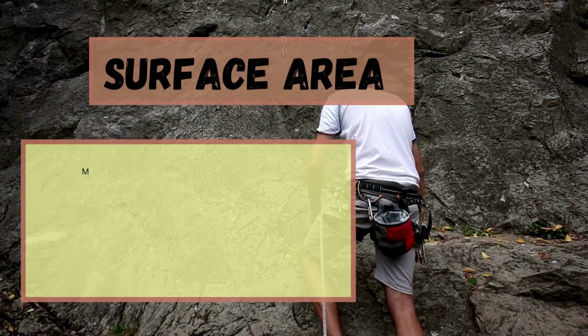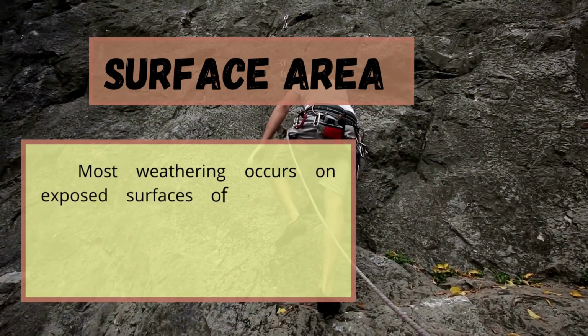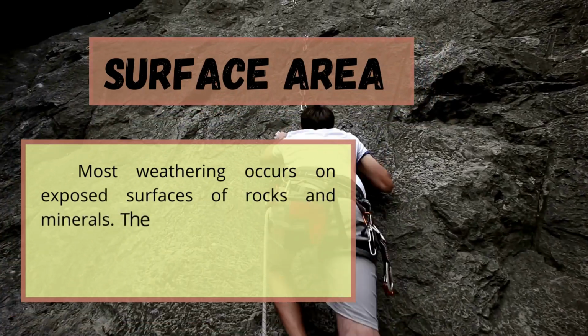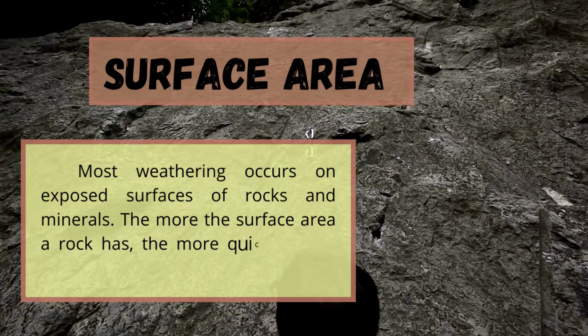Number 2, surface area. Most weathering occurs on exposed surfaces of rocks and minerals. The more surface area a rock has, the more quickly it will weather.